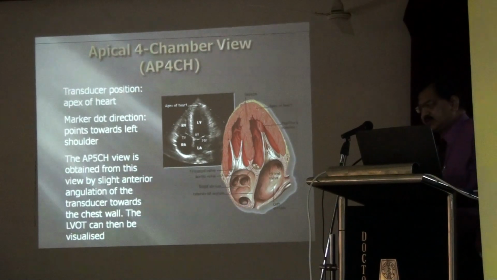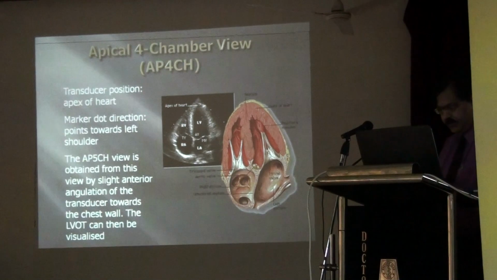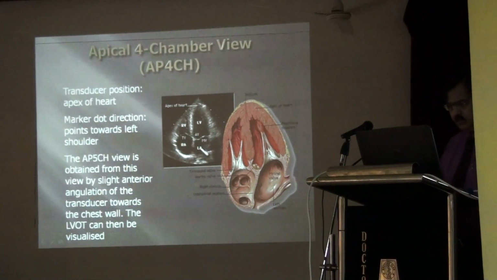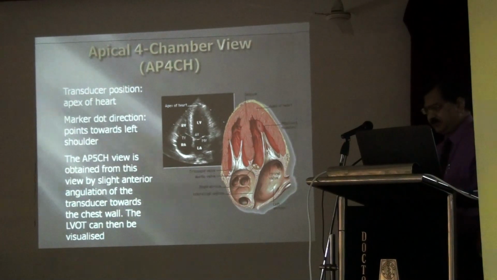This apical 4-chamber view is the common view where we can see the LA. Here you see LA, you see LV, you see RV, and you see RA. This is the tricuspid valve, this is the mitral valve, and you see the apex. So this is the classical view for the 4-chamber view.